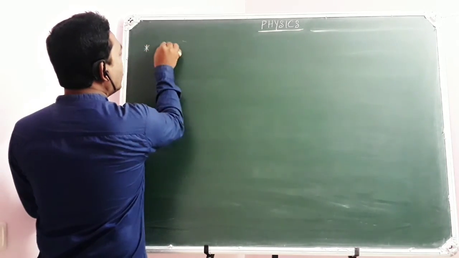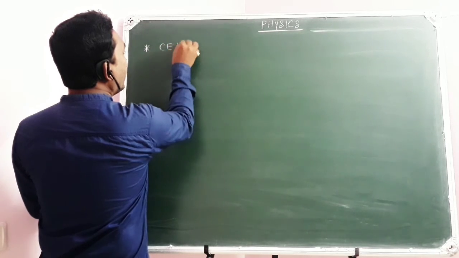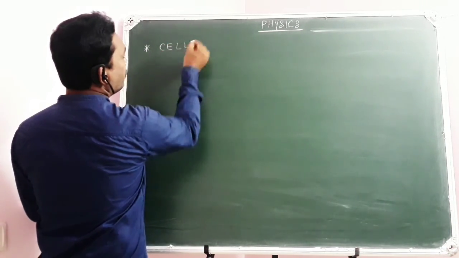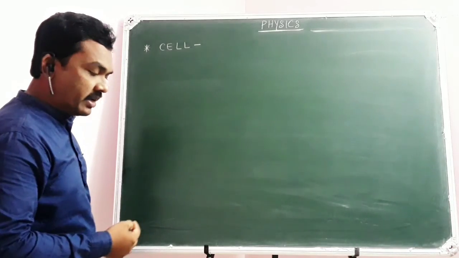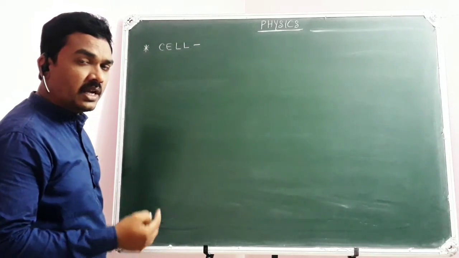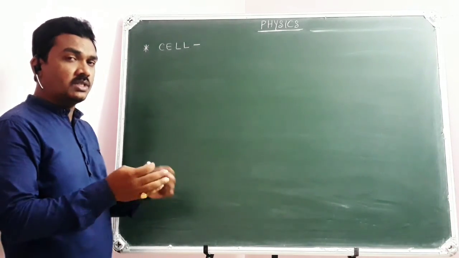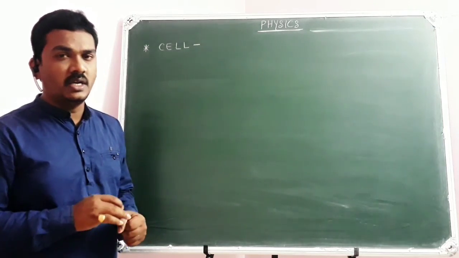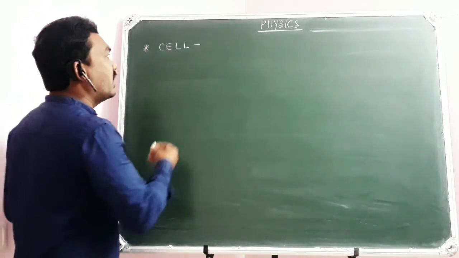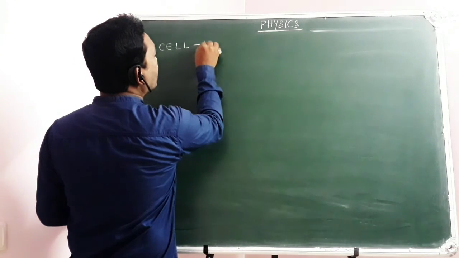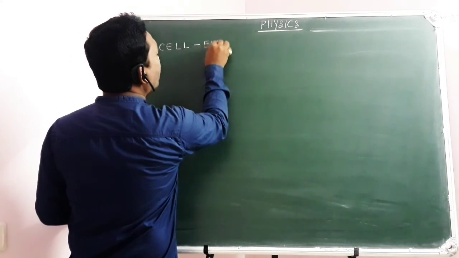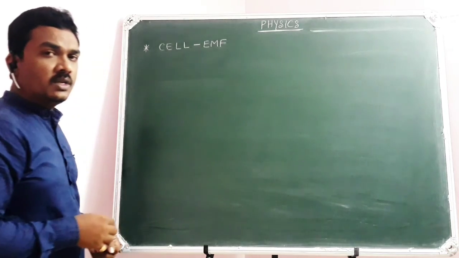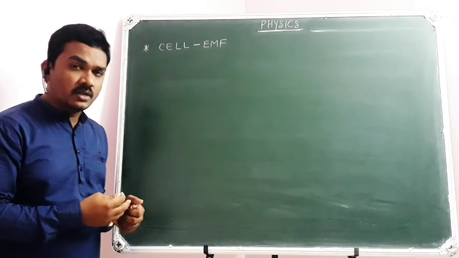In what way a cell can maintain a constant potential difference across its terminals. You know, a cell is a device that can maintain a constant potential difference across its terminals on converting chemical energy to electrical energy. And during that time, we have come across another word, EMF, electromotive force.